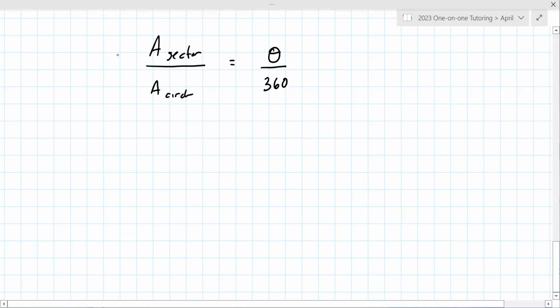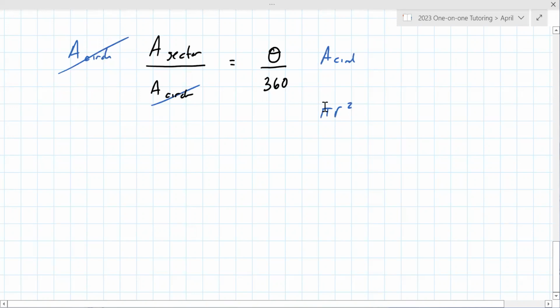Okay, so watch this. This is going to make your life a lot better. If you multiply both sides by the area of the circle, I messed that up earlier, see how those cancel on the left? The area of the circle is really pi r squared, so it is exactly the same.